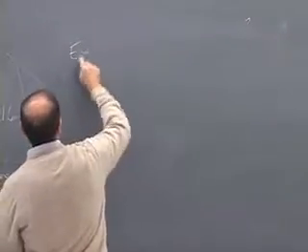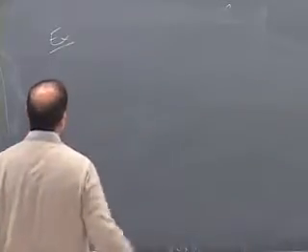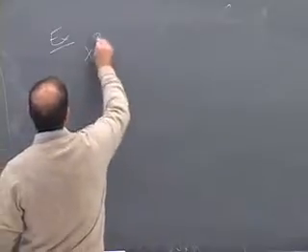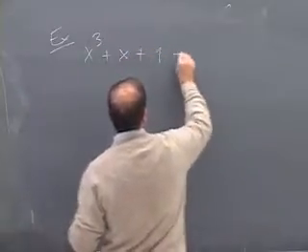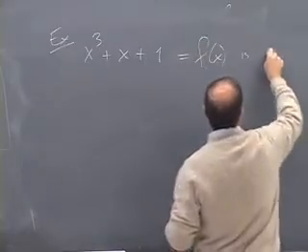Example. And the book does many others. Let's see if I can find a good one. Oh, I don't seem to have a good example. Oh, I don't know. Let's take x cubed plus x plus 1. That's f(x). Is irreducible.